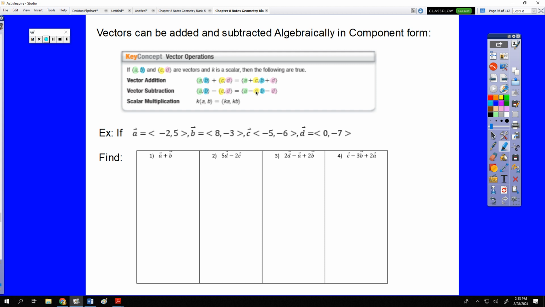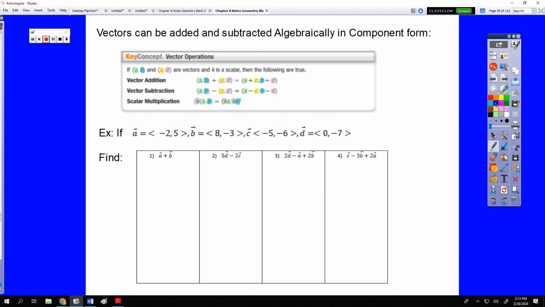And then the last thing would be that if we multiply a vector by a scalar, which is what we call a non-vector number, then we simply multiply both components A and B by that k value. So we end up with k times A, k times B. So on the surface, that sounds incredibly easy, and for the most part, it is.